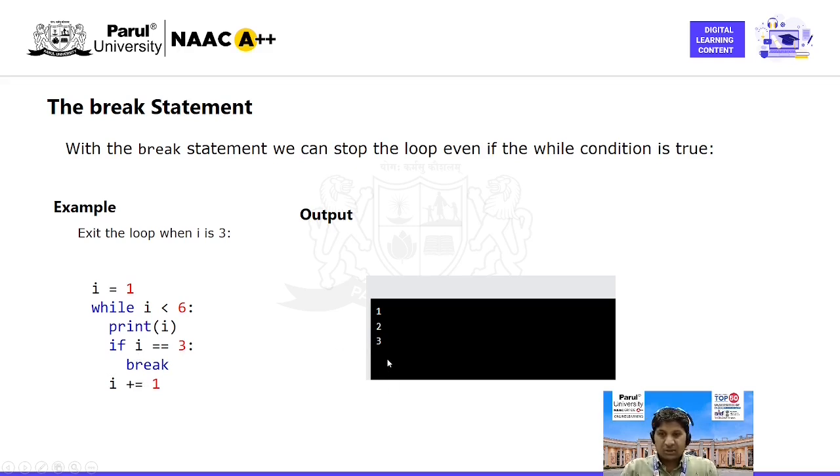You can see 4 and 5 are not printed on the output screen because when I reached 3, the break statement executed, and the break statement is used to stop the loop even if the given condition is true. Getting my point? Okay.